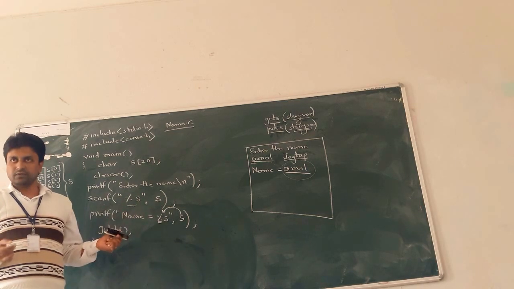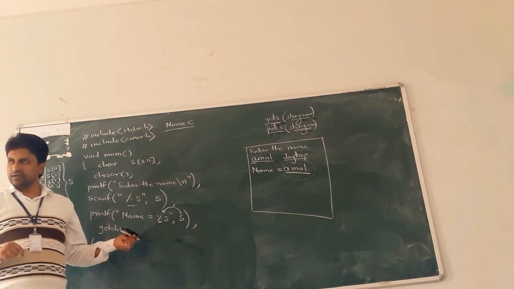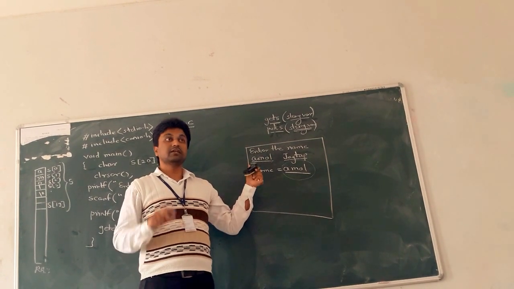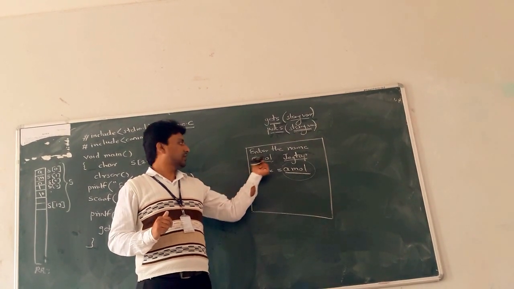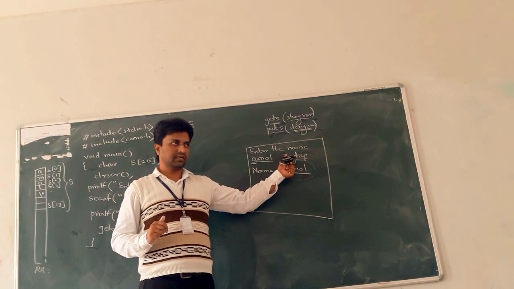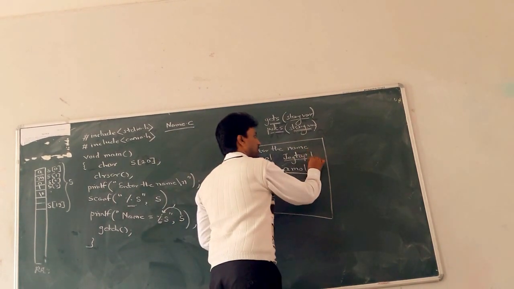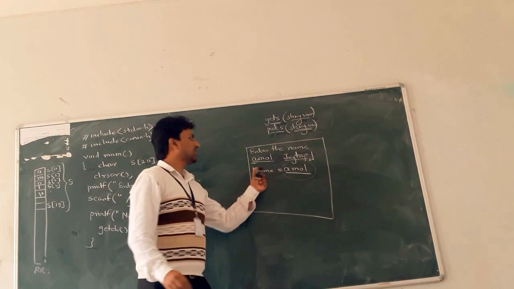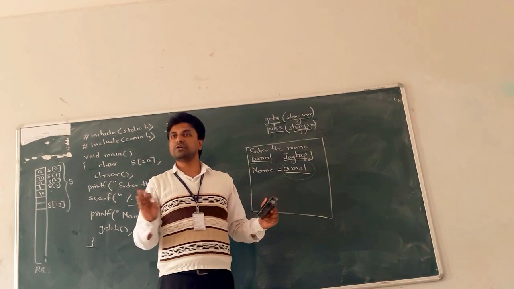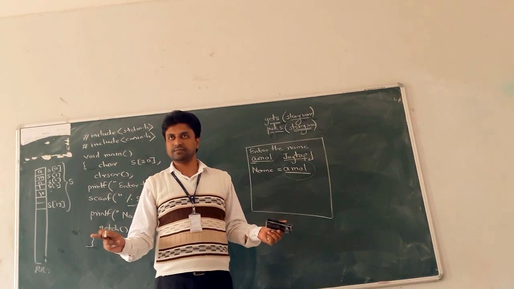Same program, we have run again. First message is enter the name, cursor is blinking for the string, then enter the string. How? Amol, first name and last name. Clear? And press the enter. So what happens? Name is equal to only displayed Amol, not Amol Jagta.